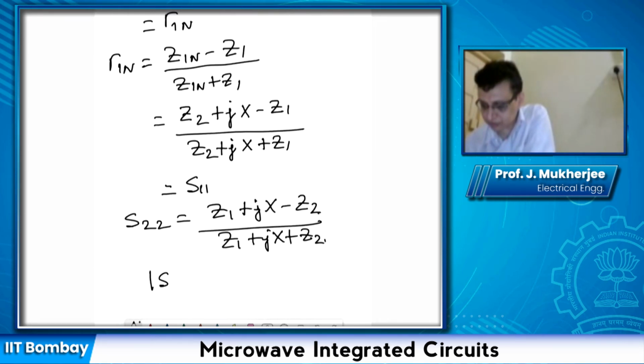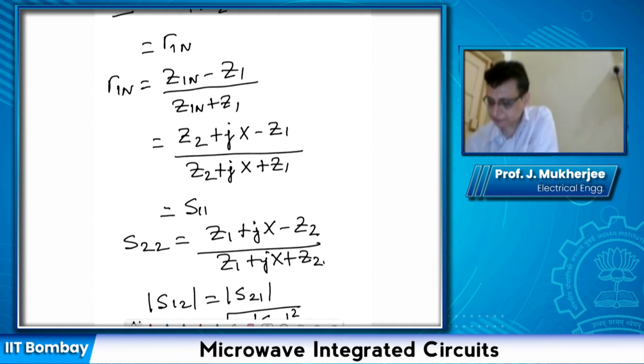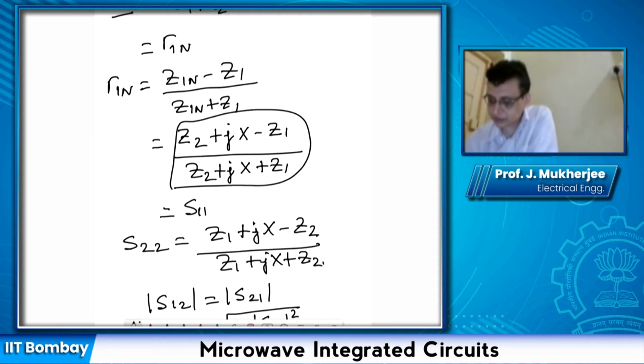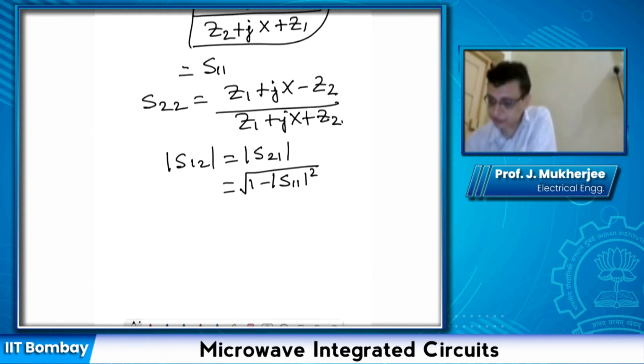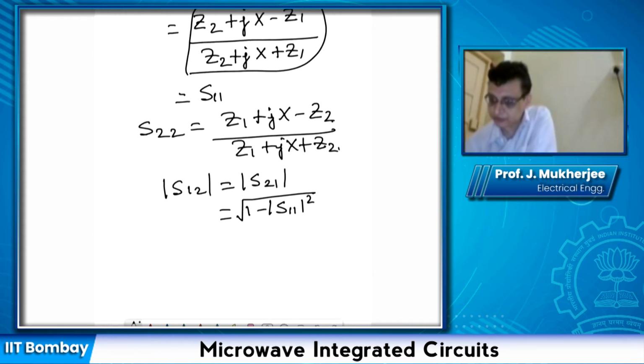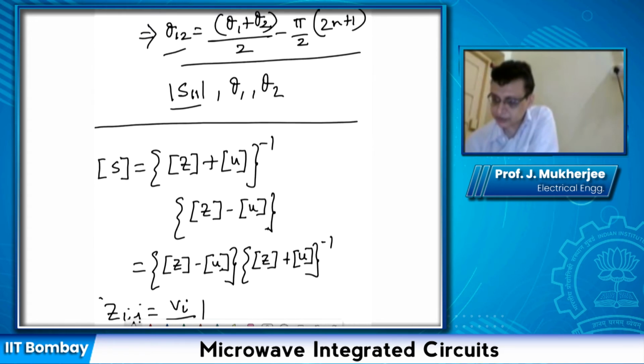magnitude will be equal to S21 magnitude, and that will be equal to 1 minus S11 magnitude whole square. You can calculate the value of S11 magnitude from this equation. So that is about S12 magnitude. Similarly, if you want to calculate the phase of S12 and S21, you can use this relation.